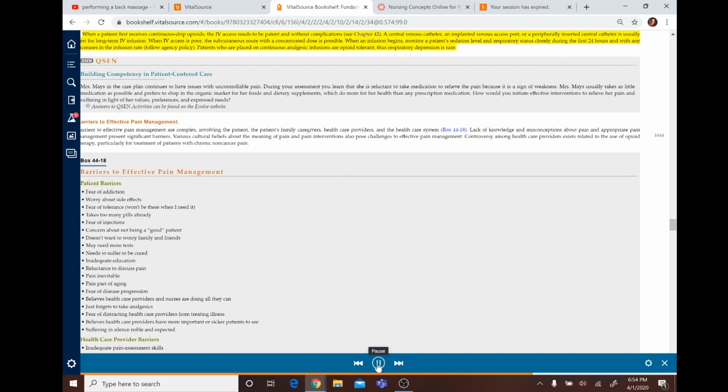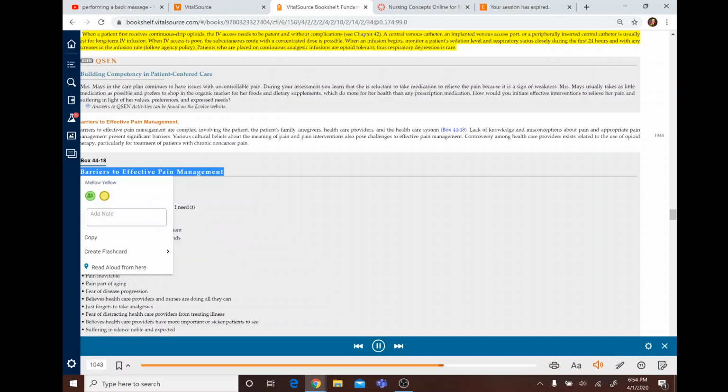When a patient first receives continuous drip opioids, the IV access needs to be patent and without complications, see Chapter 42. A central venous catheter, an implanted venous access port, or a peripherally inserted central catheter is usually best for long-term IV infusion. When IV access is poor, the subcutaneous route with a concentrated dose is possible.